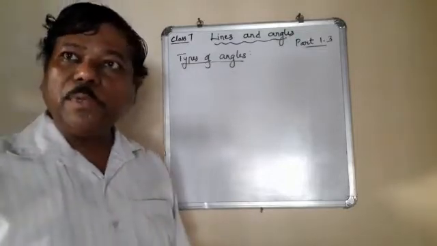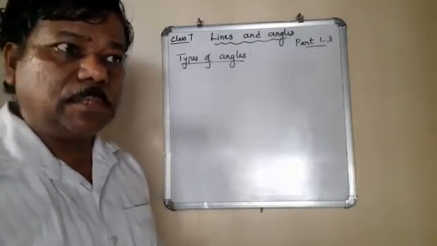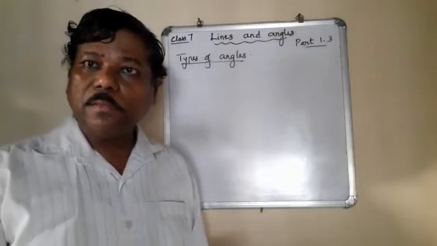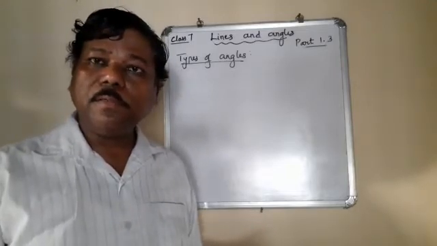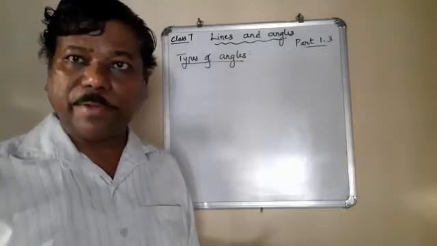Today we are going to understand further about different kinds of angles. Previously we have understood about acute angle, right angle, obtuse angle, straight angle, complementary angles and supplementary angles, right?